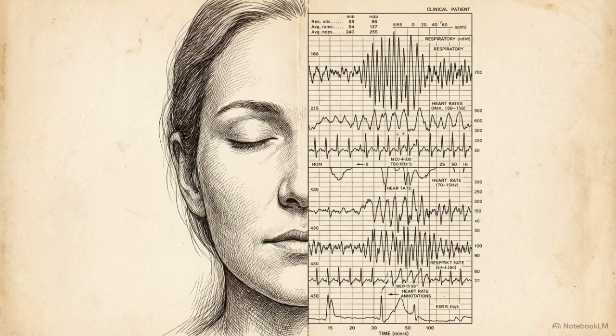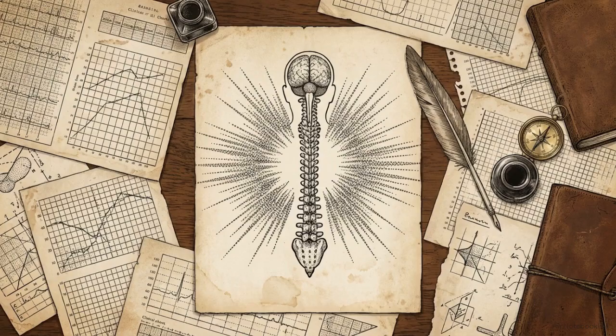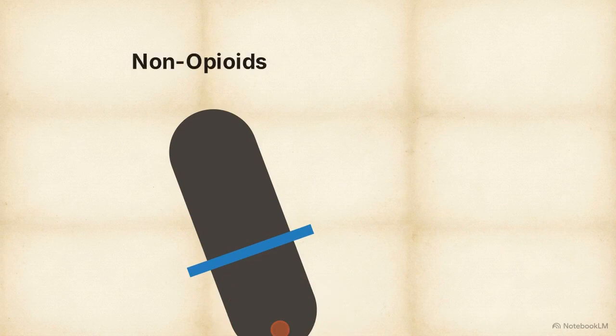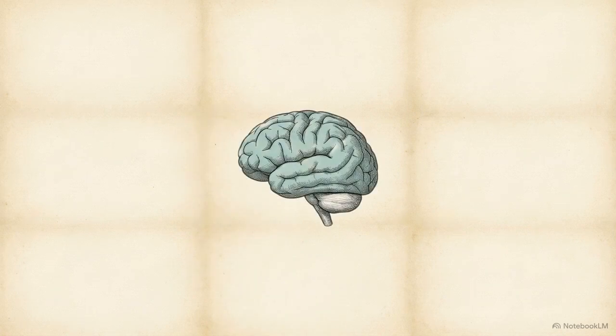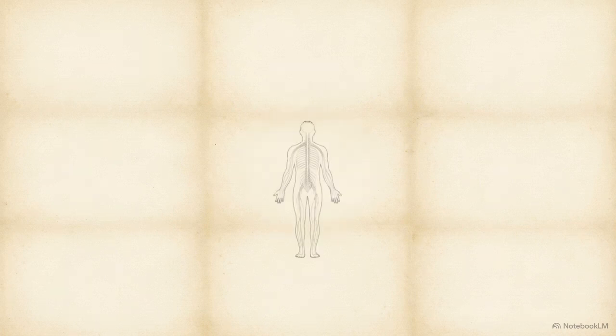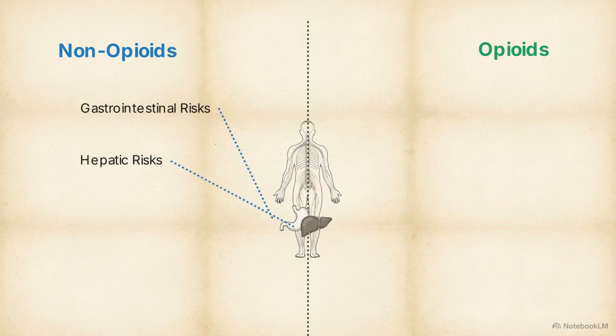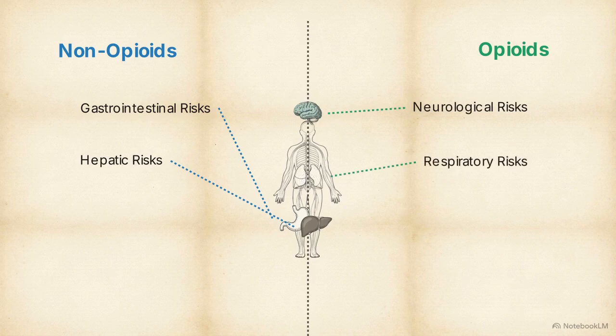and cardiovascular constraints. Viewed together, the biological pain pathway provides a clear map for clinical decision-making. Non-opioid medications act peripherally to control the chemical generation of the pain signal. Opioid medications act centrally to control the neurological perception of that signal. This clinical matrix highlights the relationship between intervention points and risks. Peripheral interventions carry gastrointestinal and hepatic risks, while central interventions carry neurological and respiratory risks.